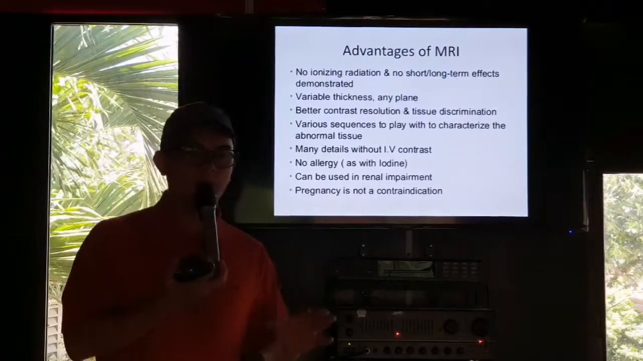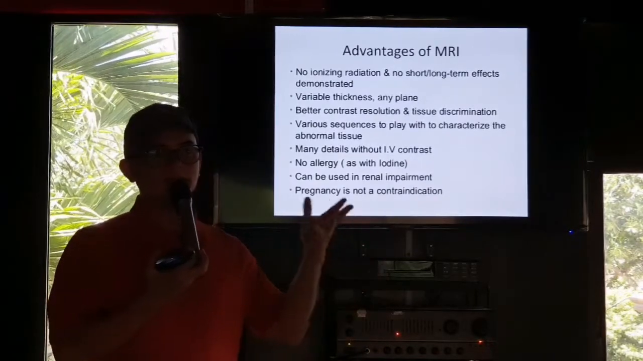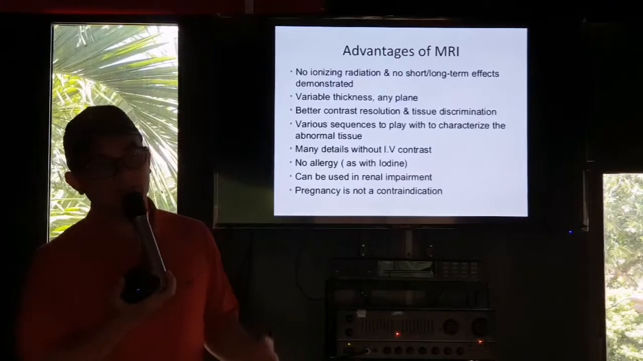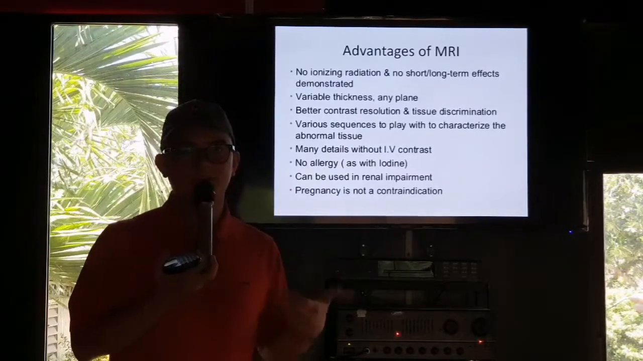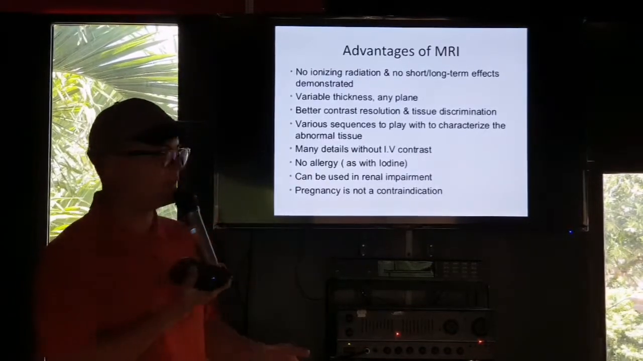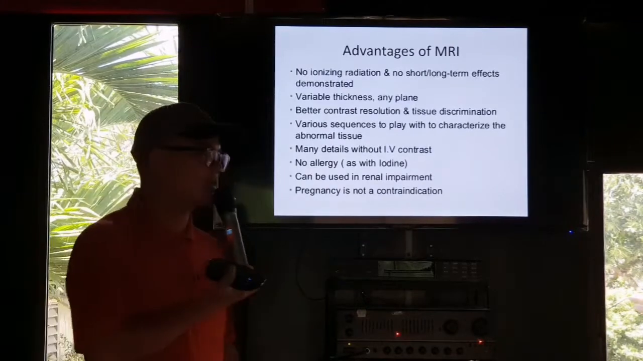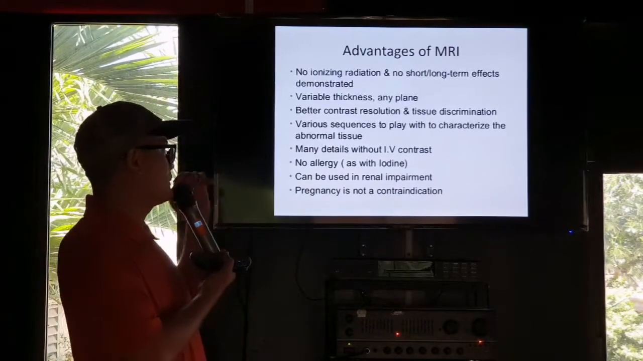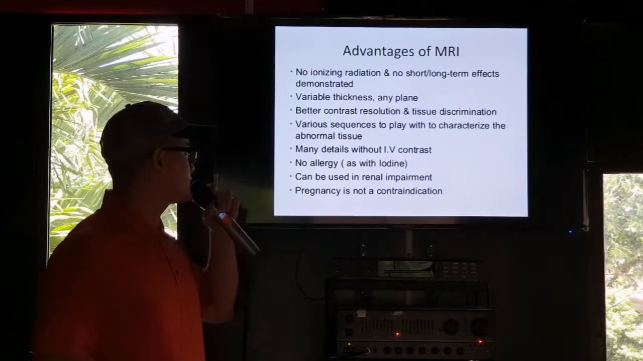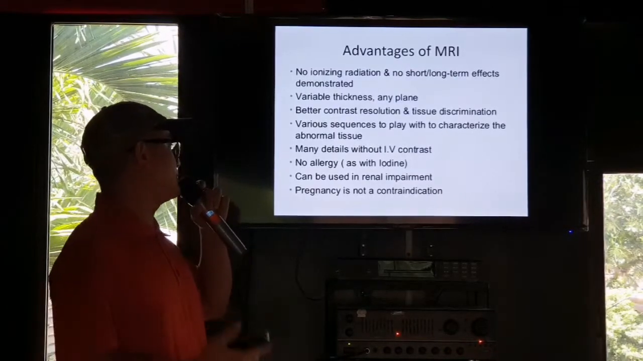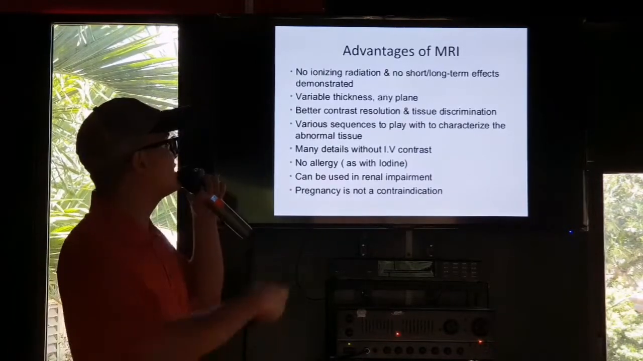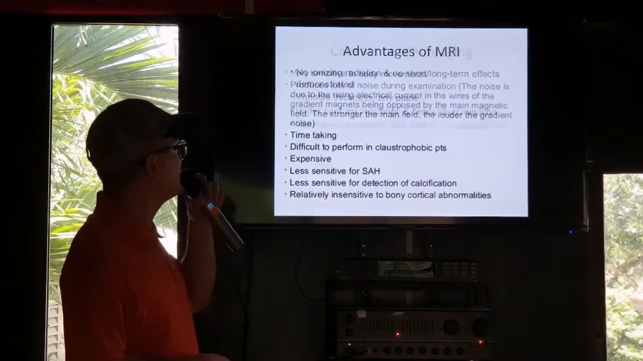It can be used in patients with renal impairment. So as we all know, most of the contrast used in CT, they are iodinated contrast, and they are excreted through the urine. So once they build up, it's toxic because some patients can actually develop allergies. But in MRI, it can be used in patients with renal impairment. And pregnancy, of course, is not a contraindication because there is no ionizing radiation.